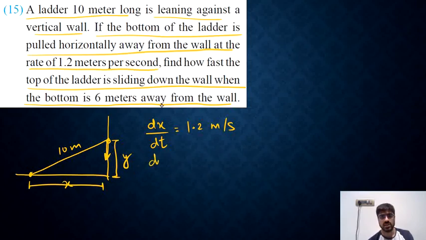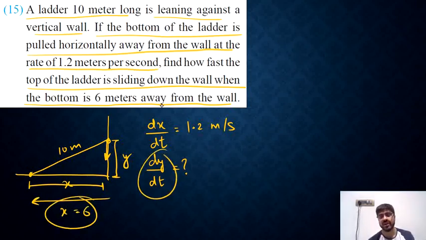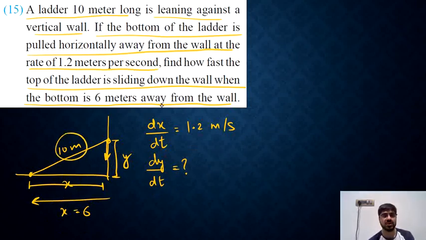So they are asking us dy by dt, and specifically at the point when the bottom is 6 meters away from the wall. So 6 meters away means the value of x is going to be 6. When x is 6, we need to find dy by dt. So apply the Pythagoras theorem and you have x square plus y square equal to 10 square, that is 100.